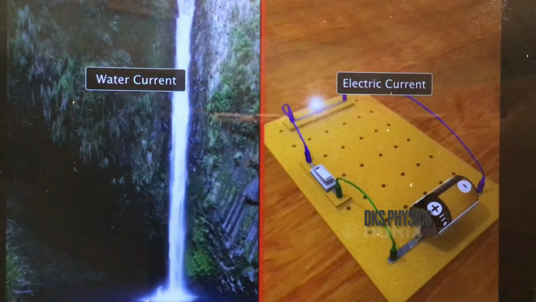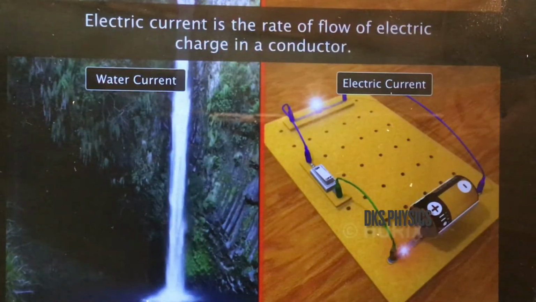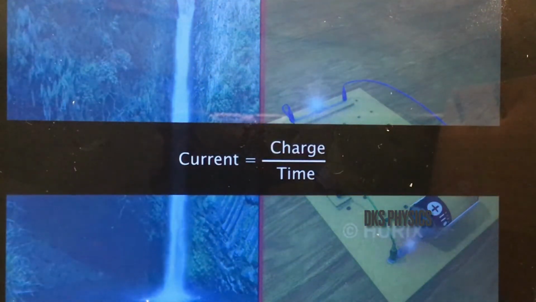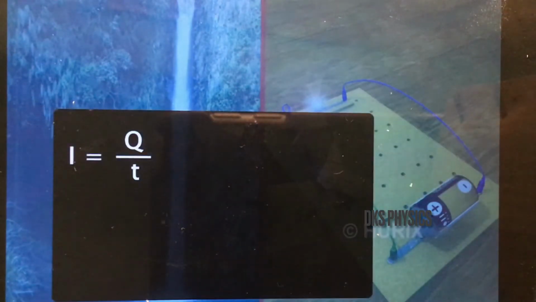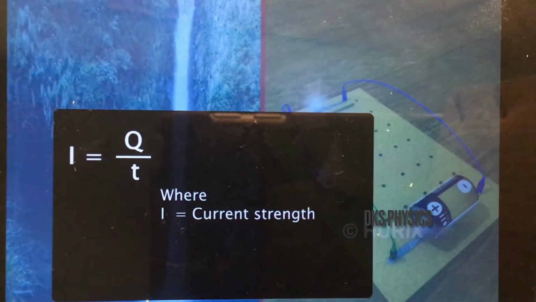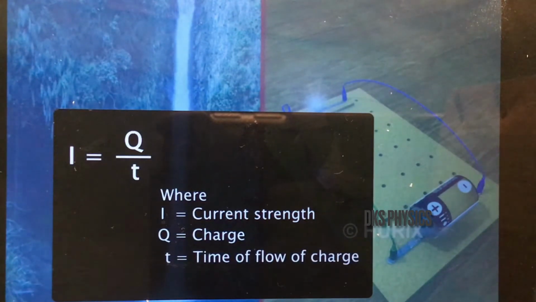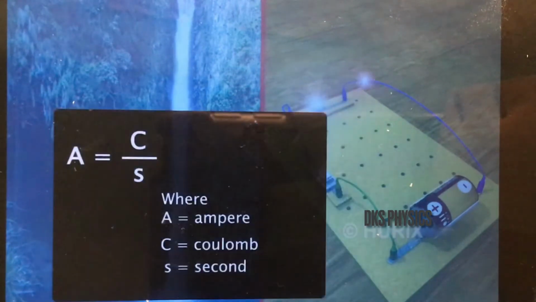Electric current is similar to a water current. It is defined as the rate of flow of electric charge in a conductor. It is represented as the equation shown here, where I represents current strength in ampere, Q represents charge in coulomb, and T represents time in second. The unit of measurement of current is the ampere. It is defined as coulomb per second.